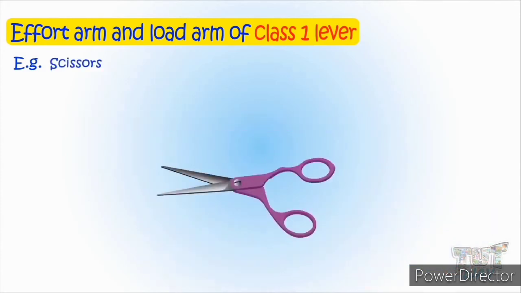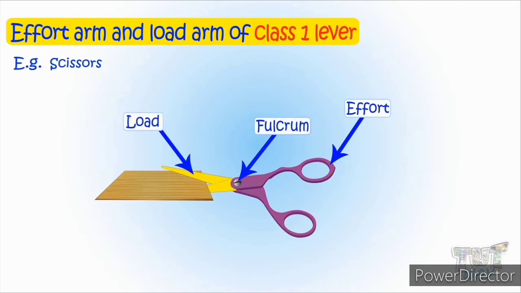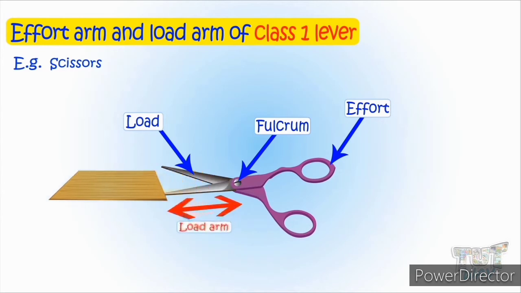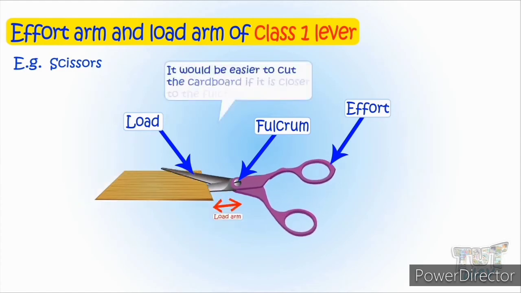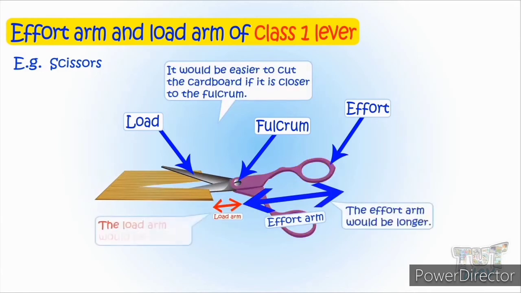Scissors, too, work on the principle of lever. This is its effort. This is fulcrum. And this is the load area. Here we place the load. The nearer the load, the more easily it will be cut, as the load arm would be smaller in that case. So if you want to cut a cardboard with scissors, placing it here will be difficult. But if you place it nearer to the fulcrum, the cardboard will be cut more easily, as the effort arm would be longer and load arm would be shorter.